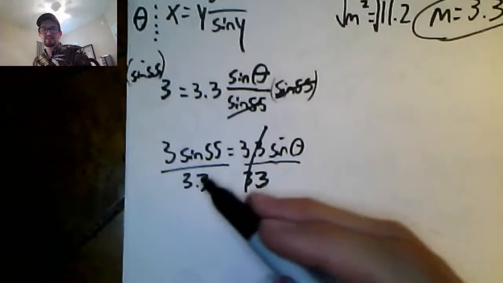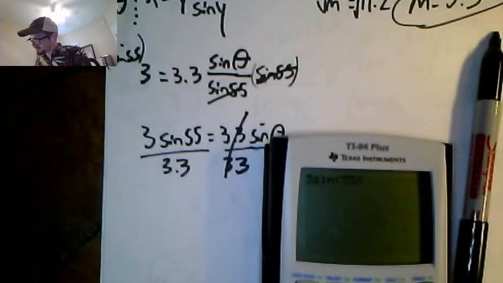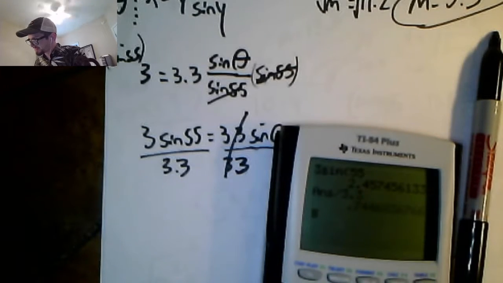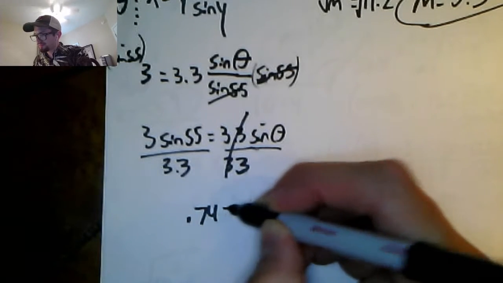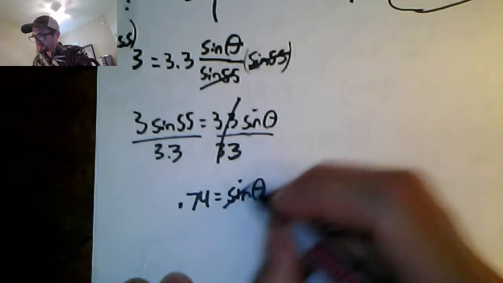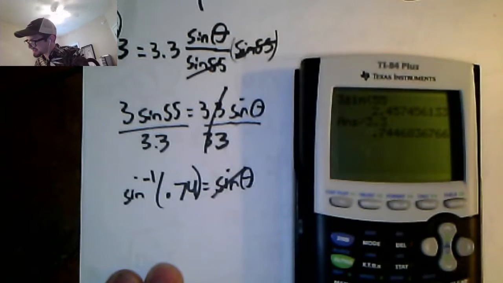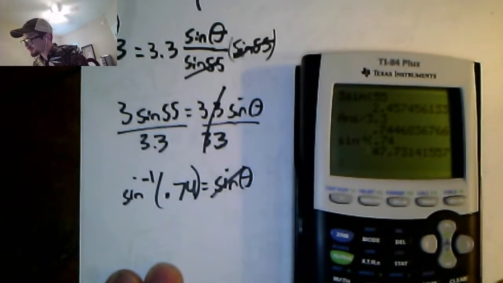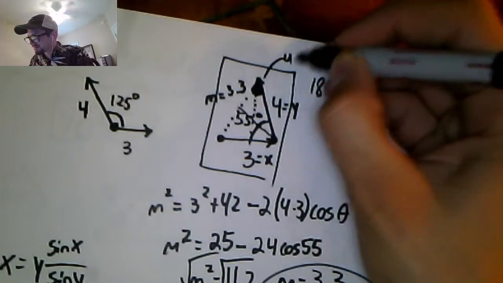And now I plug this in the calculator. So 3 sine 55 gives me that number, and that divided by 3.3, I get 0.74. So 0.74 equals sine of angle. The way I get this angle and not the sine is to take sine inverse of that number. So last step, sine inverse 0.74, I get 47.7. So this angle is 47.7.